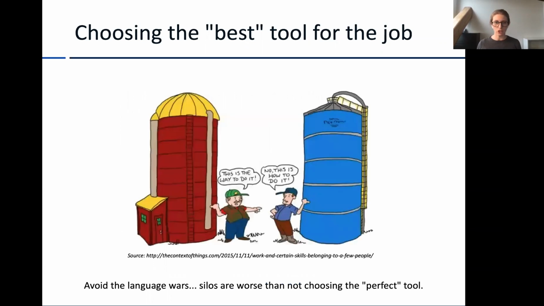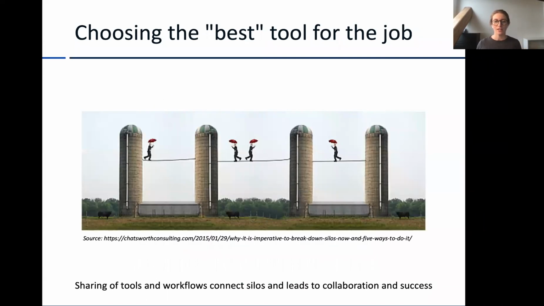So how then do we choose what we should do? My suggestion is to really just avoid the language wars, because siloing yourself and siloing your work is worse than not choosing the perfect tool. So what I suggest is that you look at who you are working with and what tools they are using. If they happen to be using Python, then it would make sense for you to use Python. If they happen to be using R, then it makes sense for you to be using R.